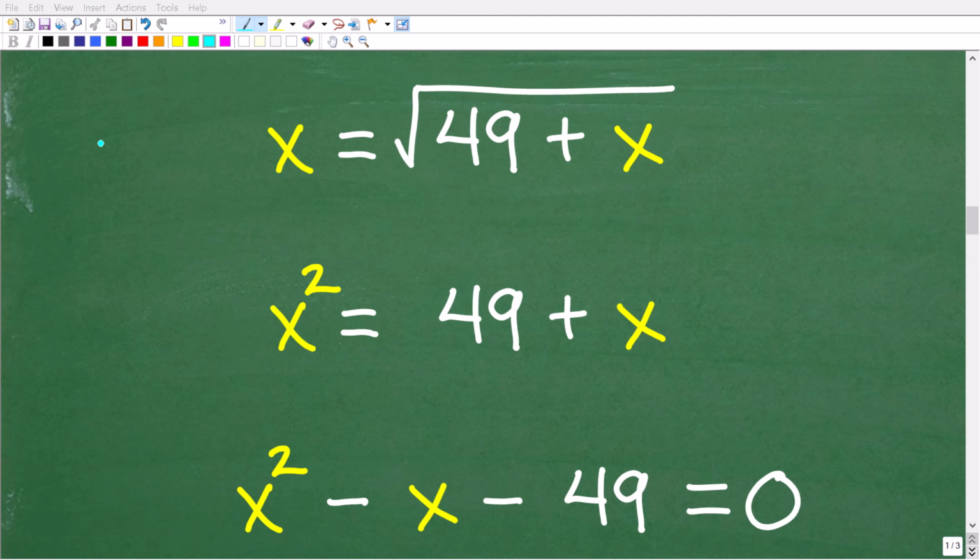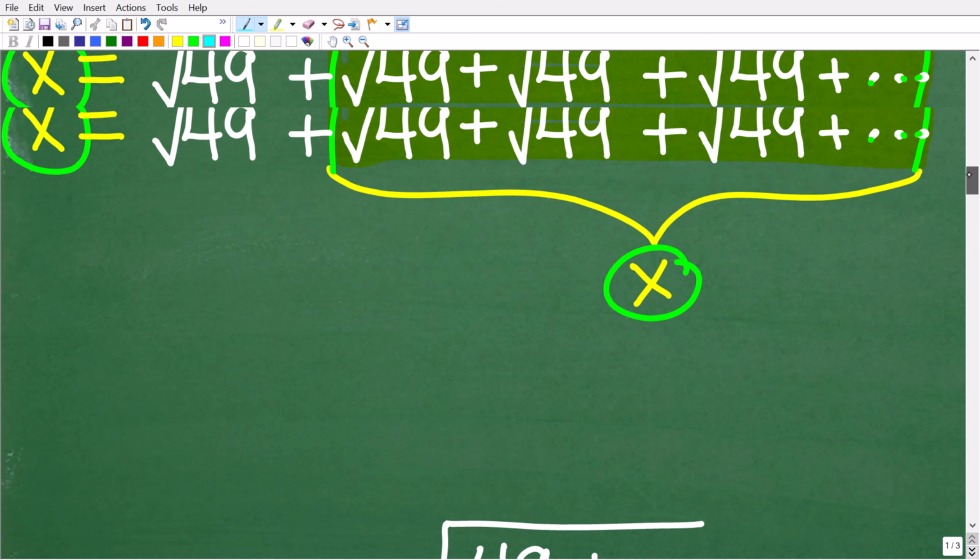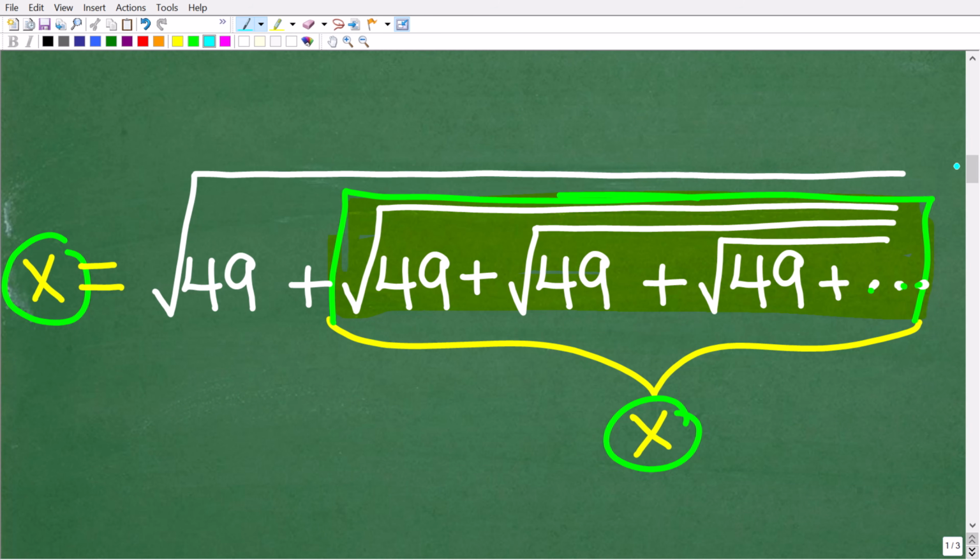So once again, we have this lovely little algebra equation: x is equal to the square root of 49 plus x. And this represents our entire problem. Matter of fact, before I get into how to solve this equation, let's revisit the logic here. So we have x is equal to this entire pattern, right? So x is equal to the square root of 49 plus the square root of 49 underneath that, plus the square root of 49, on and on and on.